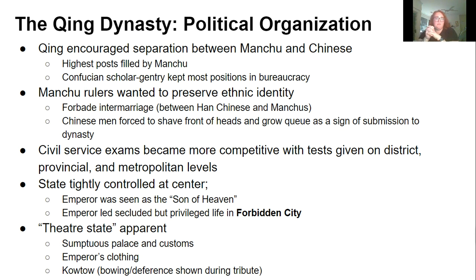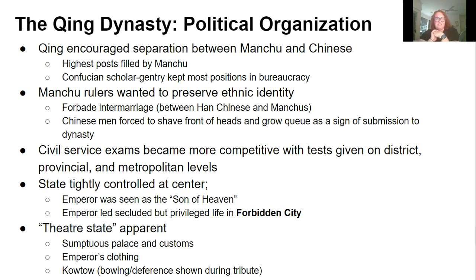The Qing also encouraged this separation between Manchu and Chinese. So highest posts were filled by Manchus. Confucian scholars, the gentry, kept most of the positions in the bureaucracy. Manchu rulers wanted to preserve their ethnic identity, so they forbade intermarriage between Han Chinese and Manchus.